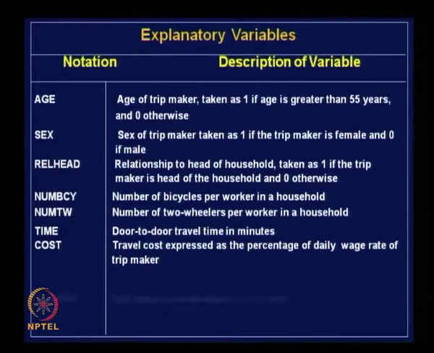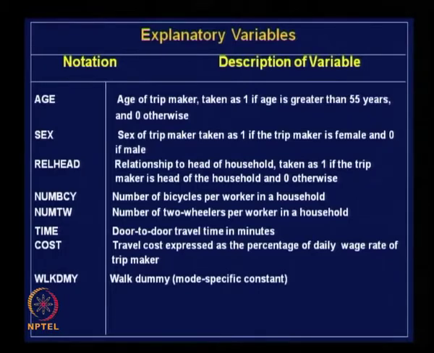right. For a person who is earning a lot of money, travel expenditure will be negligible, a small amount. So he or she may not mind taking an expensive mode. For a person earning less money, the expenditure is more, obviously such people will choose a cheaper mode. So that has to be brought into our modeling process. Then walk dummy variable. This is a mode specific constant. Why walk dummy variable?